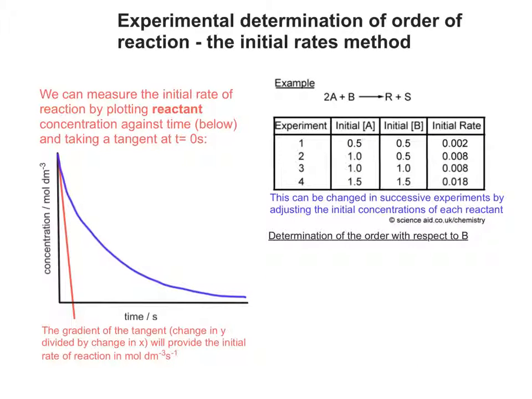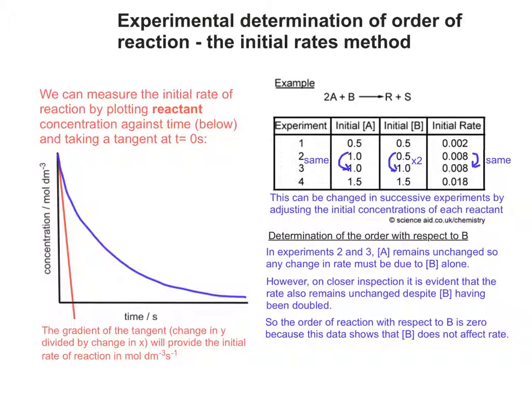So now let's look at determination of the order with respect to B. So now what we do is we find another pair of experiments where A remains unchanged. So in this case it would be 2 and 3. Here the concentration of B is doubled, but the initial rate remains the same. So therefore the order of the reaction with respect to B is 0. So this data shows that B does not affect reaction rate.